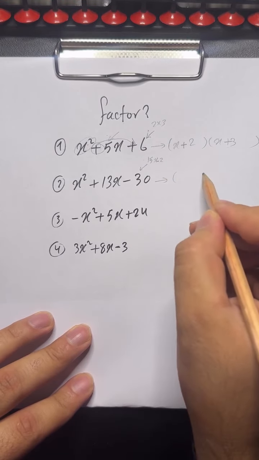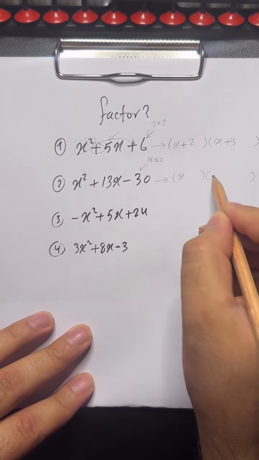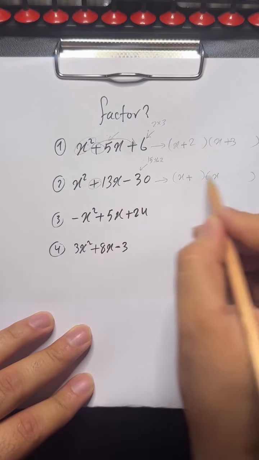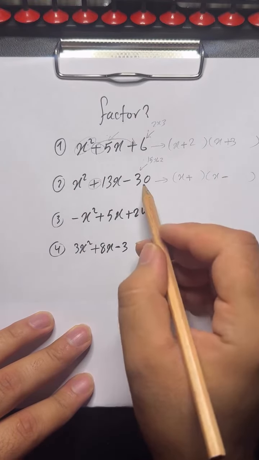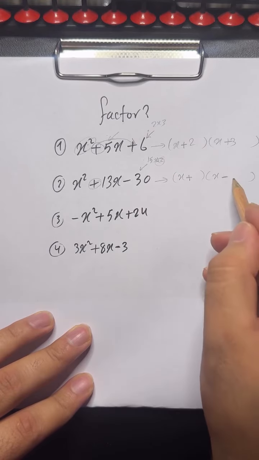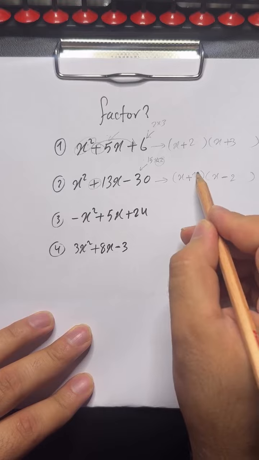So when we open it up as a parenthesis, we will just put x. The first sign all the time is positive, and the second sign, positive multiplied by negative, will be negative here. So where should we put 15? Where should we put 2? Since we take 2 as a negative, it will be 2 and 15 here.